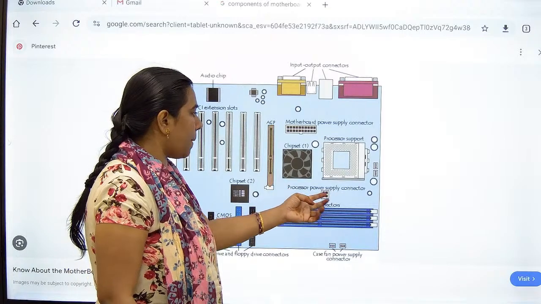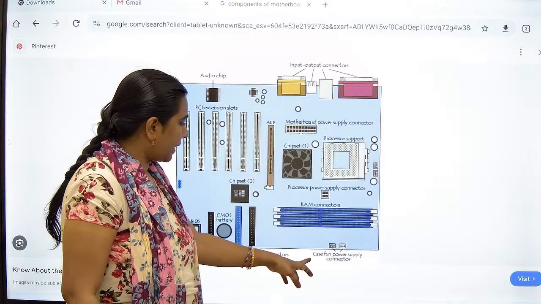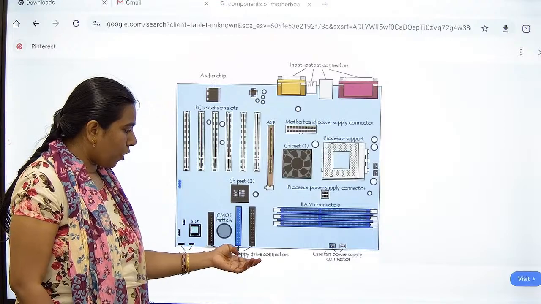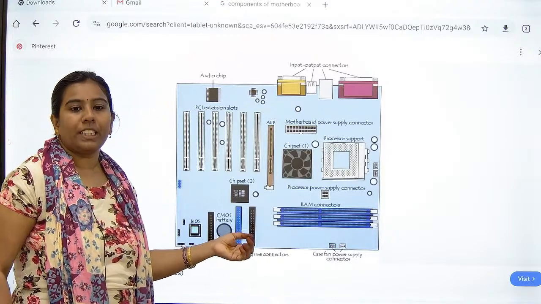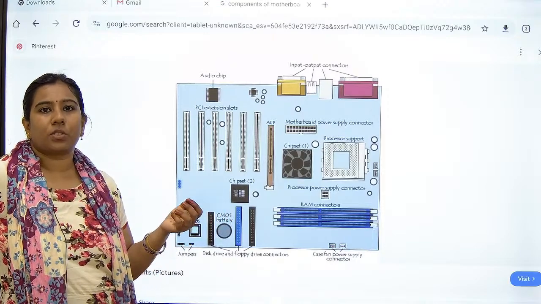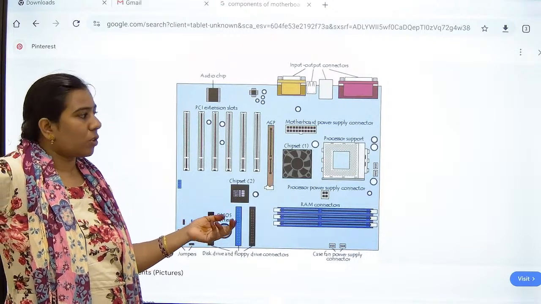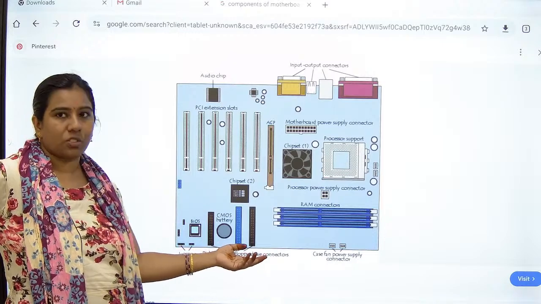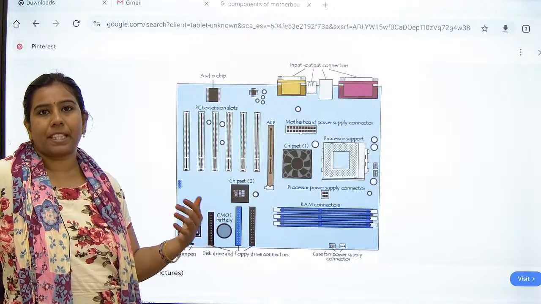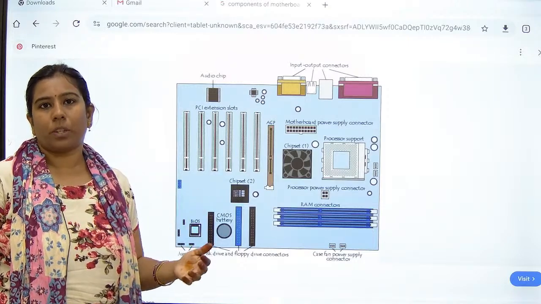And the processor power supply connector and processor support, chipset 1. And a case fan power supply connector, and these are the disk drive and floppy drive connectors. For what purpose do we use them? We use the disk drive and floppy drive connectors for our permanent memory, right? And jumpers. We know that BIOS means the basic input and output system. Now we will see all of these components individually.